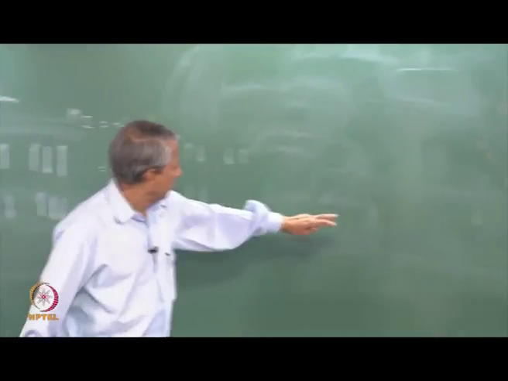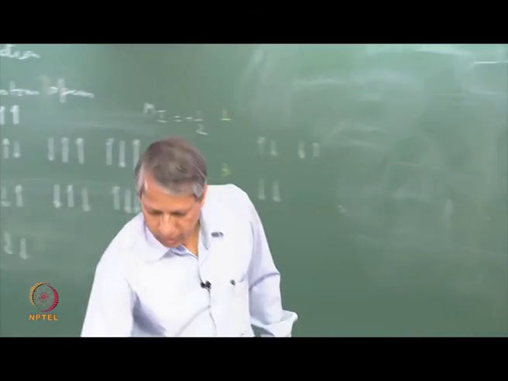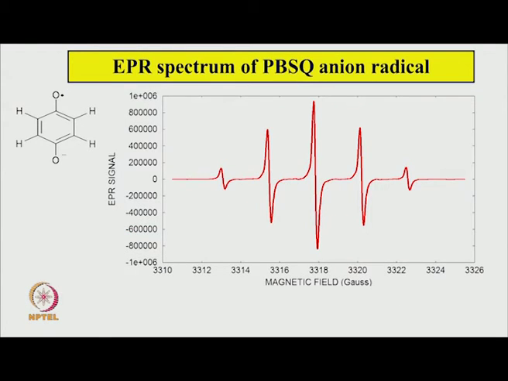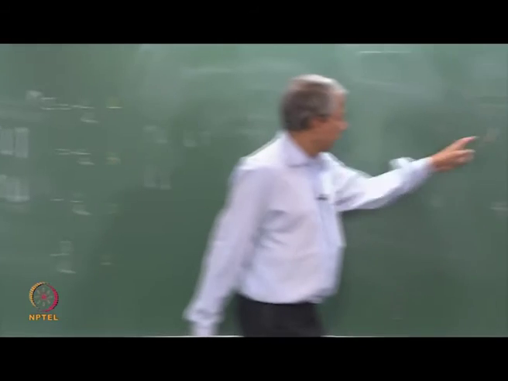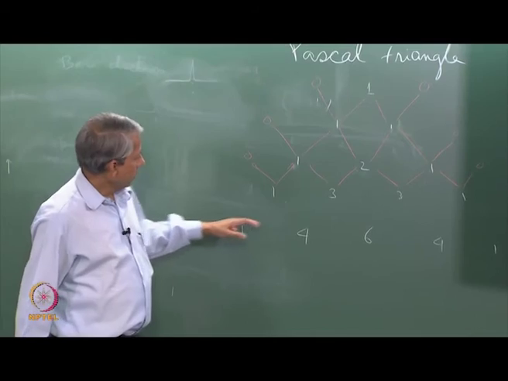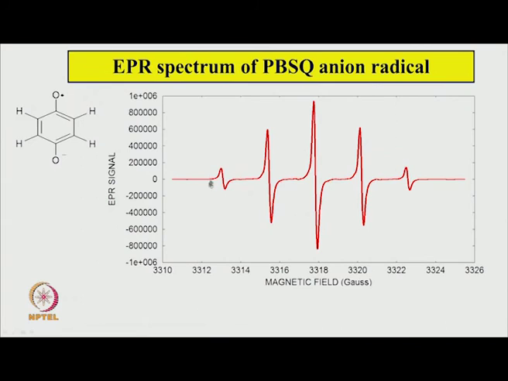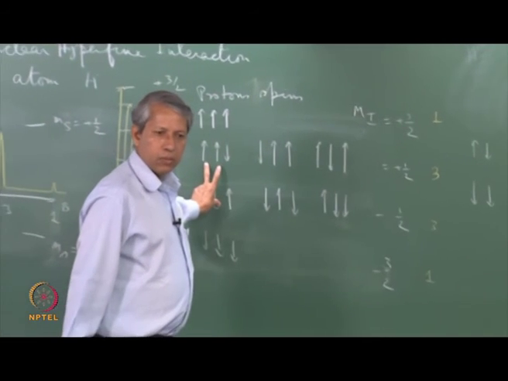So, this example is given here, we saw earlier, this one. This radical has 4 equivalent protons, they are equivalent in all respects. So, 4 equivalent protons give rise to 5 lines as predicted by this generalization. But the intensity ratio is 1, 4, 6, 4, 1. So, here if you measure carefully, this is almost equal to 1 is to 4 is to 6 is to 4 is to 1. See how beautifully this agrees with our prediction.